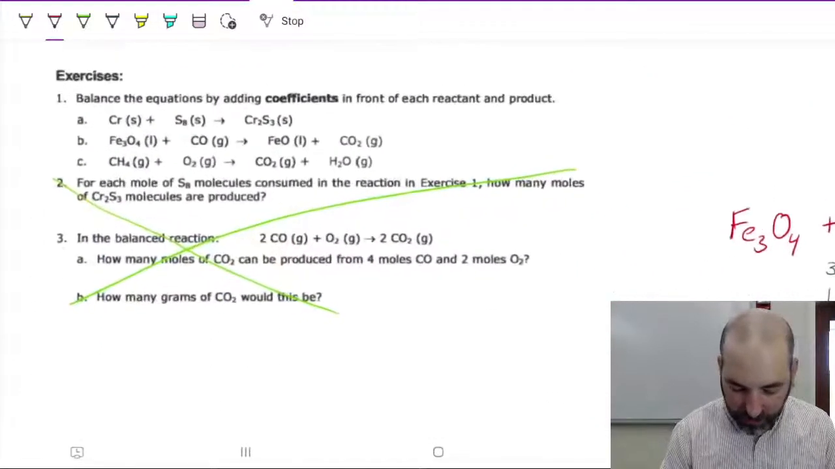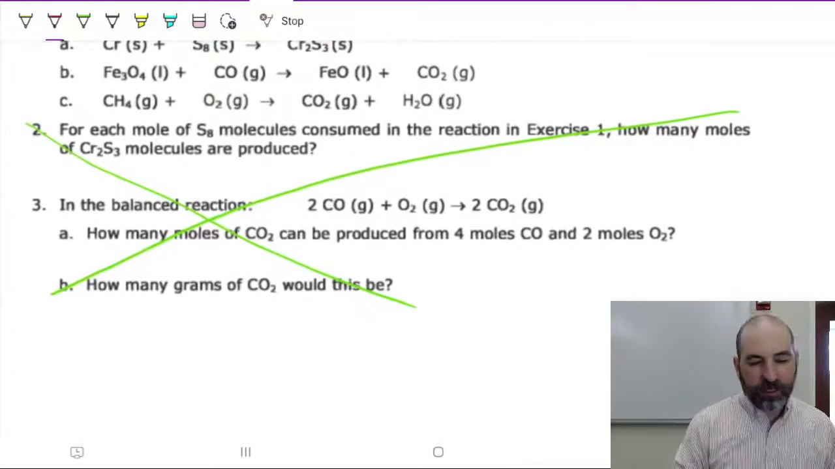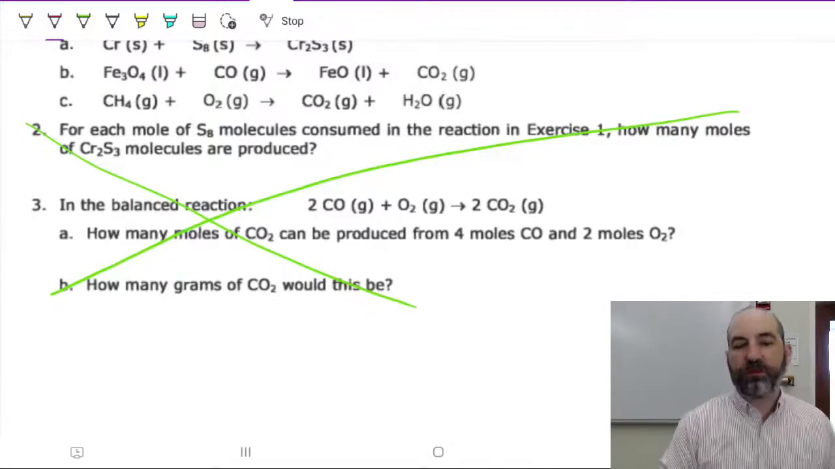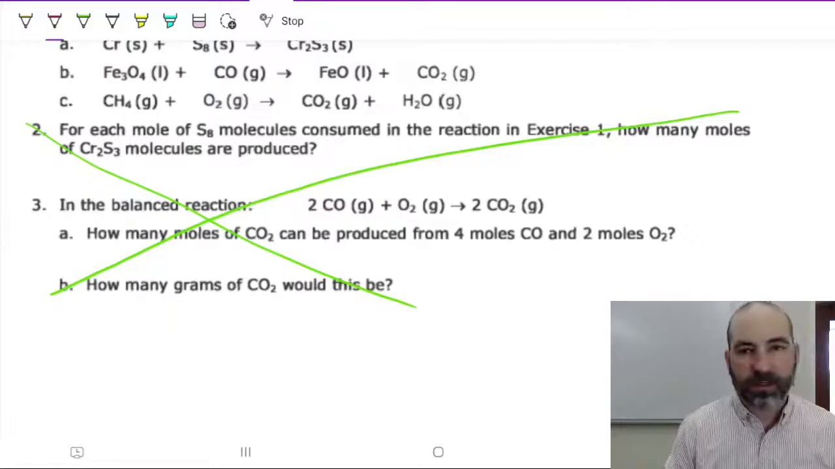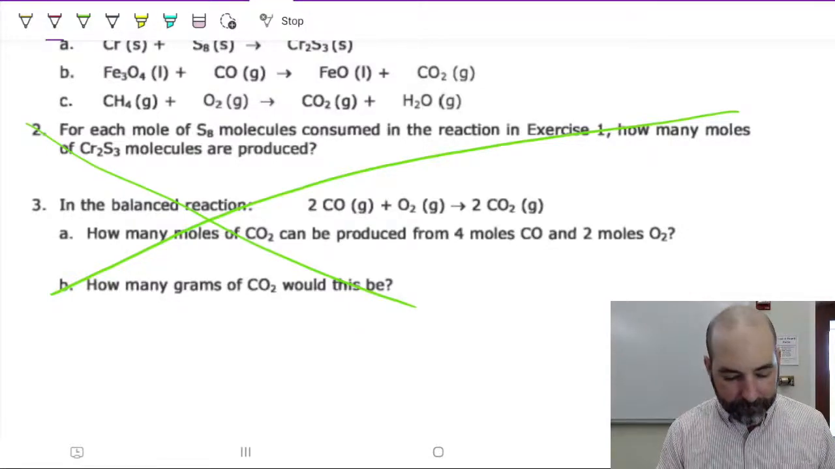Here, yeah, I put this in yesterday, but we'll check it again. Please skip 2 and 3. Those deal with moles, and we haven't done that yet. We're doing this in a little bit different order this time. So don't worry about anything that talks about moles.